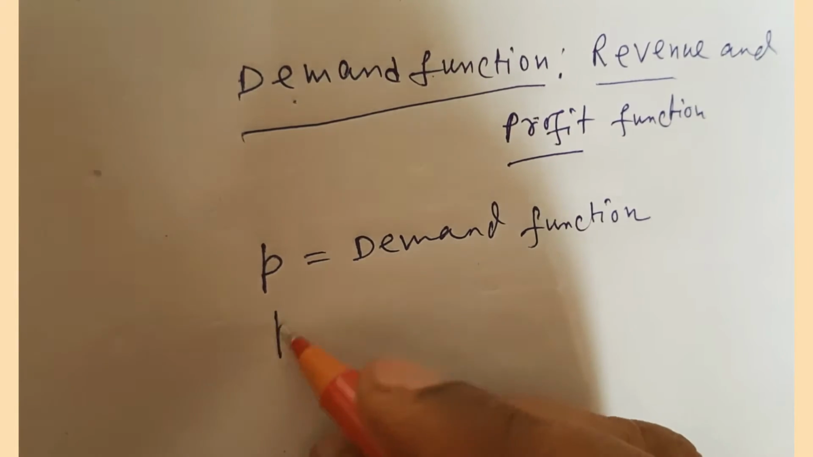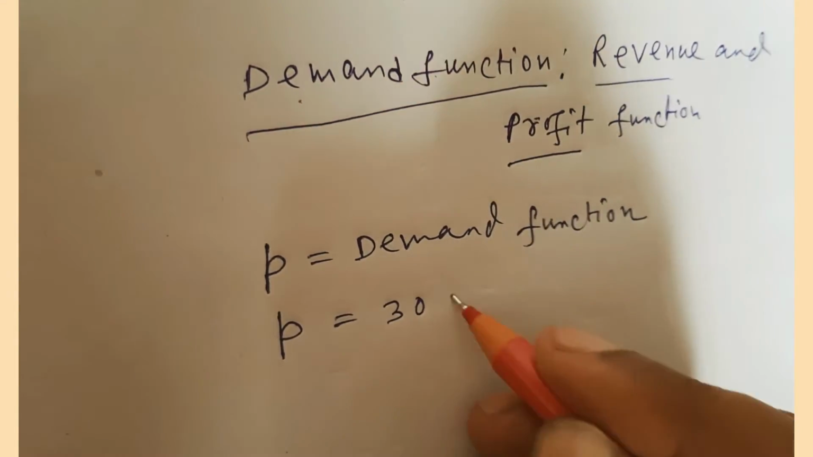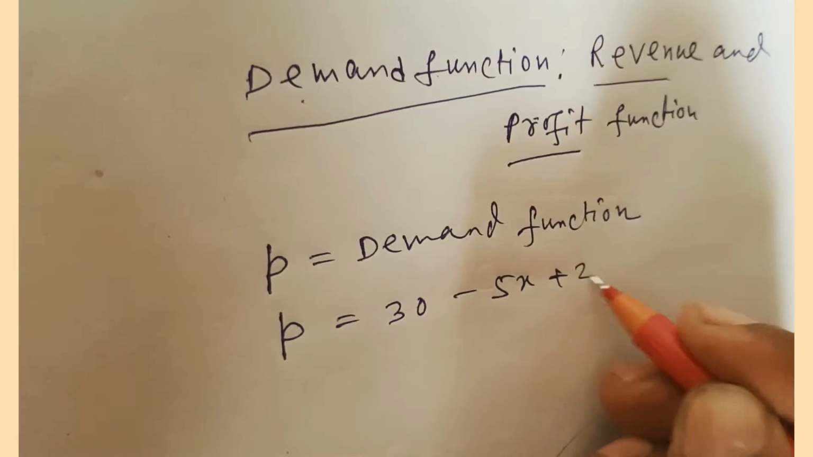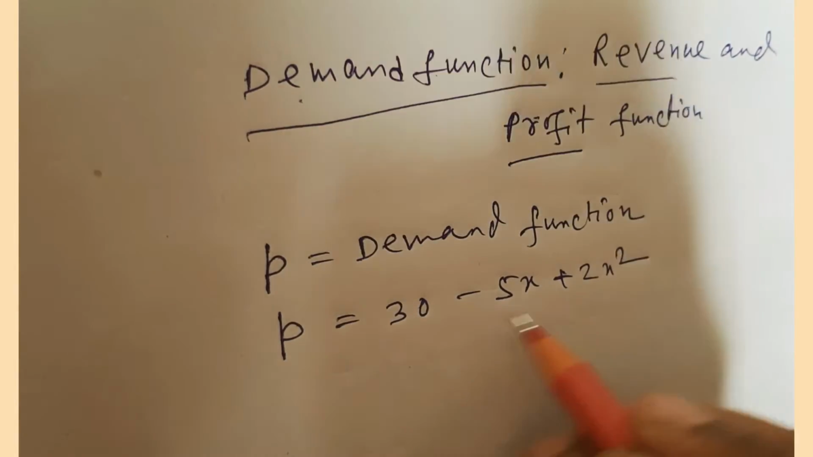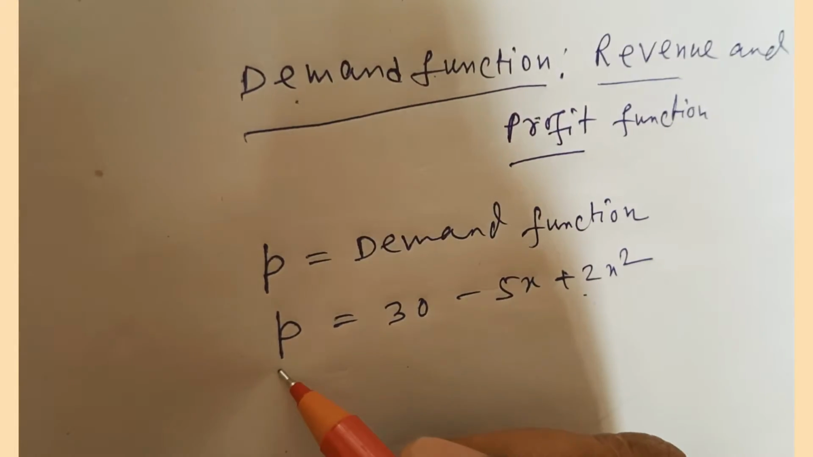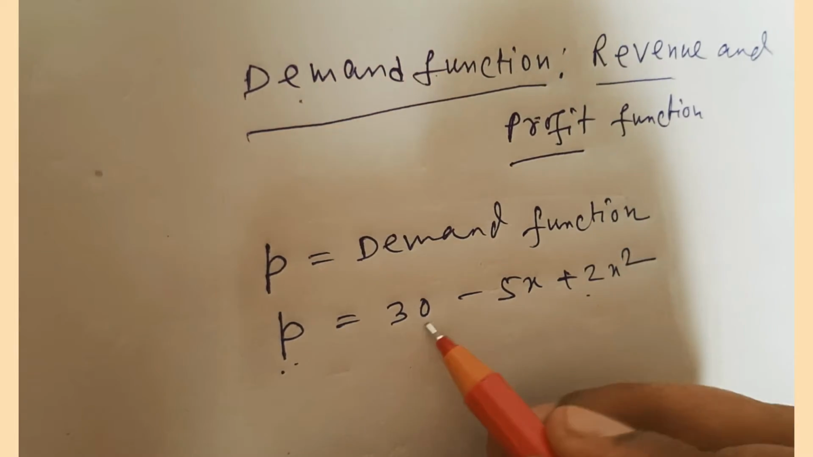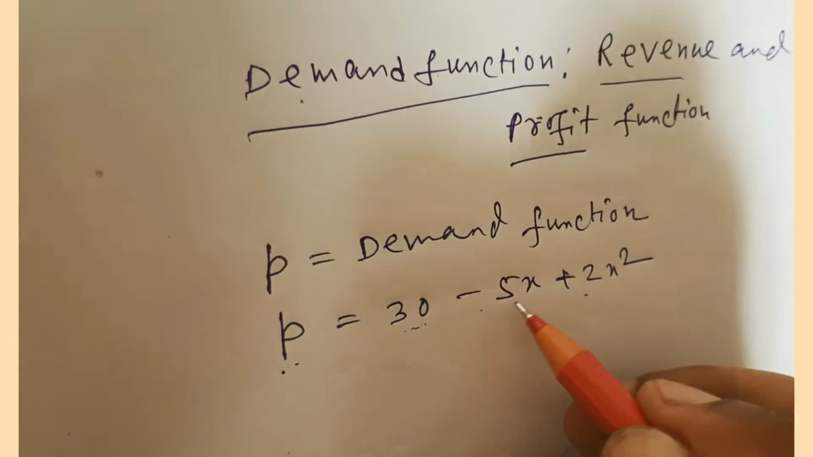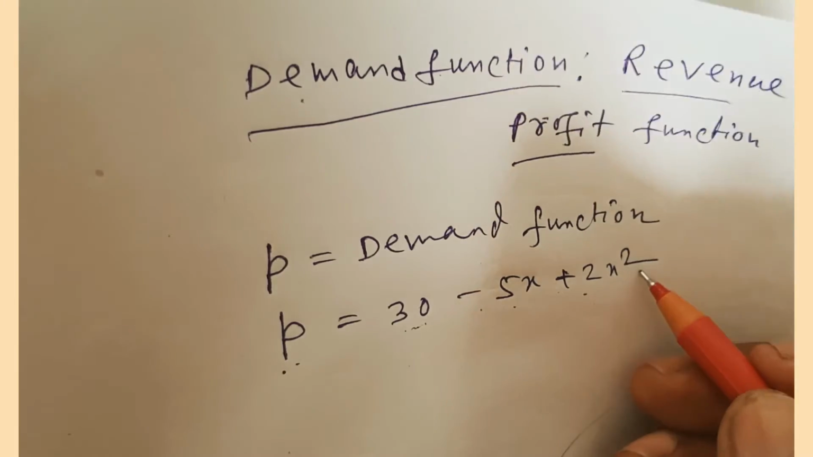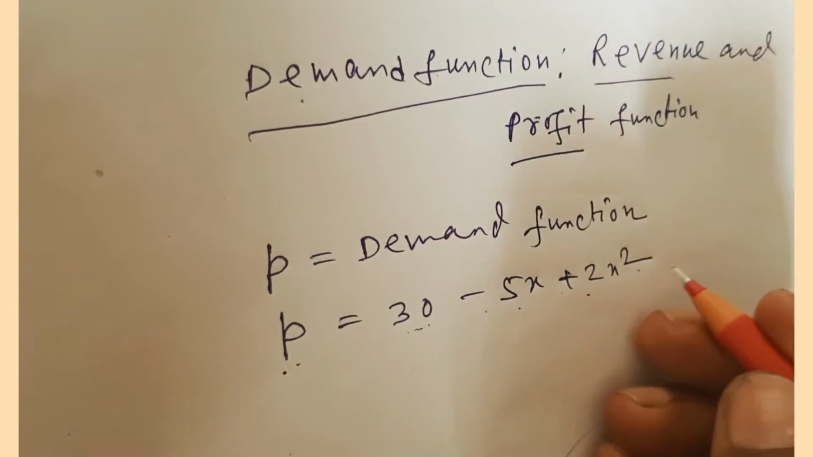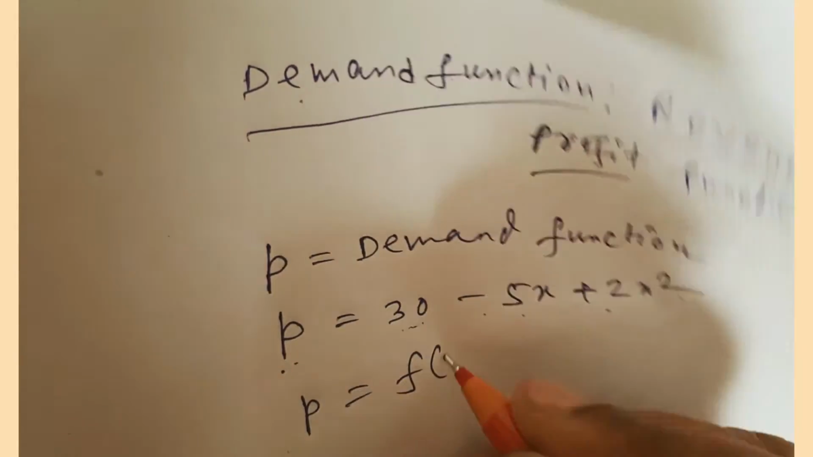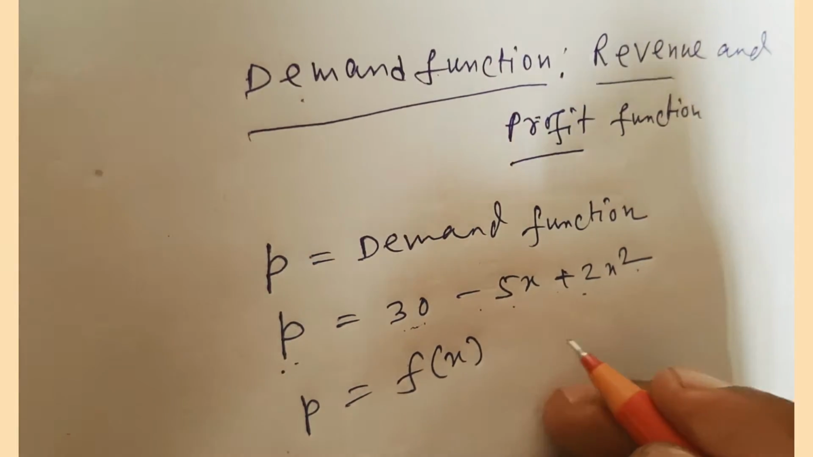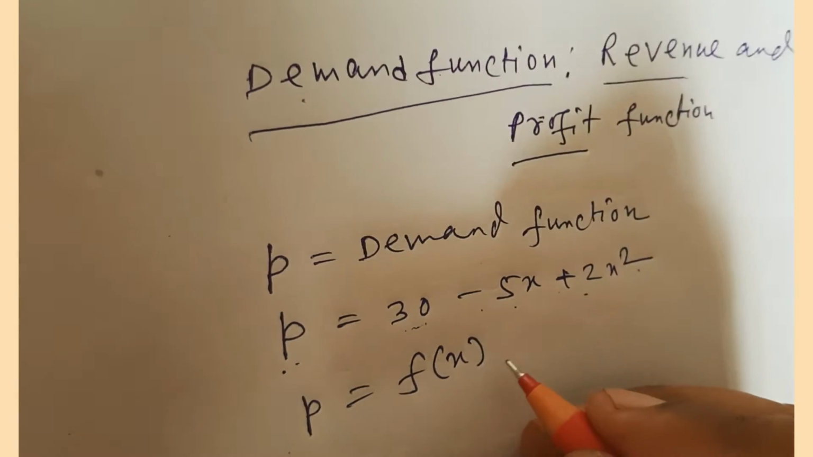Suppose p equals 30 minus 5x plus 2x square. This is a function and p is a demand function. What is the demand function? Demand function is equal to 30 minus 5x plus 2x square. This is a function of x, so this is called a demand function.